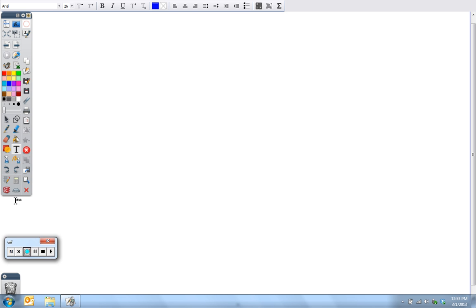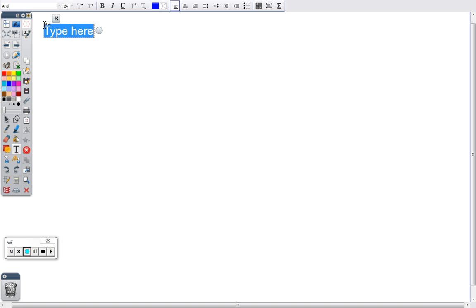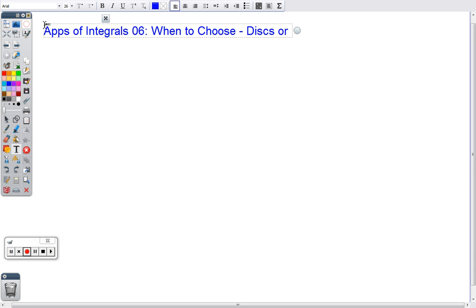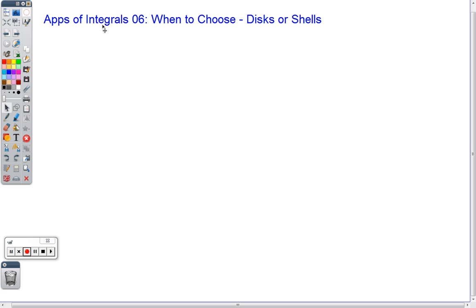So here we go. This is apps of integrals 06. When to choose disks or shells. And I switch between a C or a K. I'm not sure which it's supposed to be, so I think it should be a K, probably. Disks, shells, whatever. Okay.